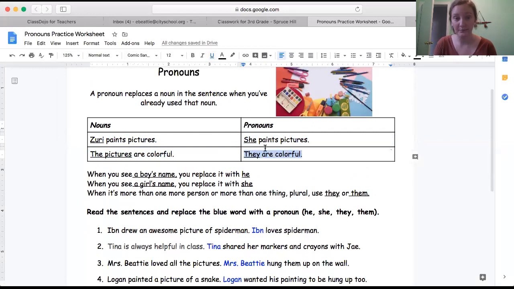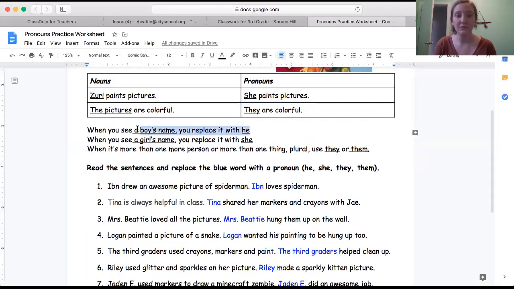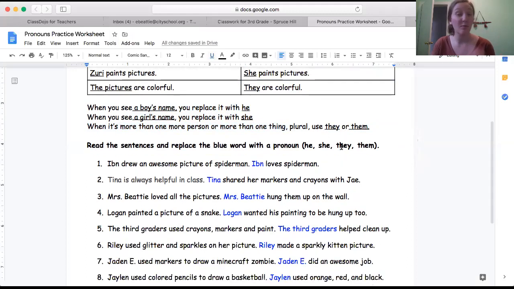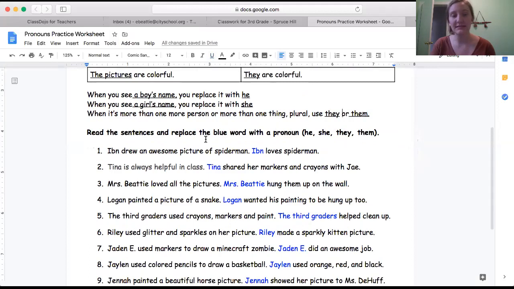They are colorful. So when you see a boy's name, you replace it with he. When you see a girl's name, you replace it with she. Or if it's more than one person, like we've talked about plural, plural is more than one, then you're going to use the word they or them, okay? And there are more pronouns than just these four, but we're just going to practice with these for now. So we're going to read the sentences and replace the blue words with a pronoun. We're either going to use he, she, they, or them, just for today, for this practice, okay? There are more pronouns than that.